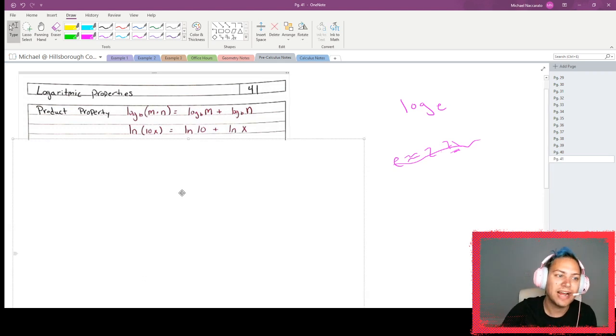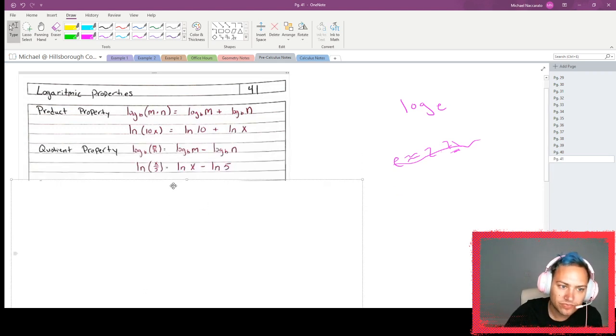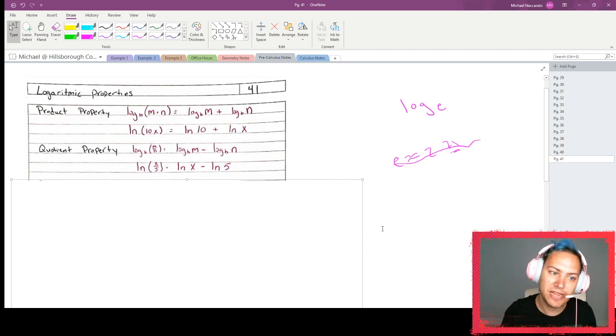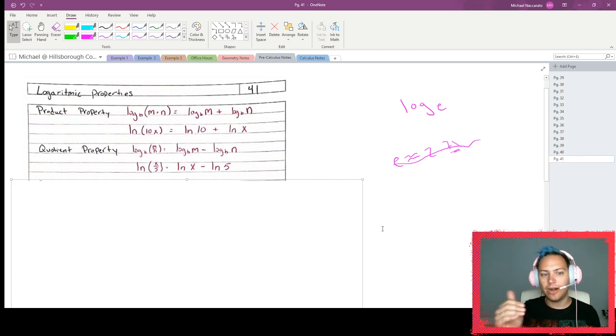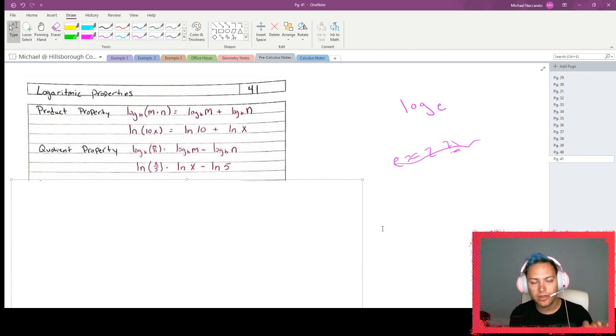The opposite of that is the quotient property, which shows that if we have log base b of m over n as a fraction, or m divided by n, you could rewrite that as a subtraction problem, log base b of m minus log base b of n. Again, similarly, log base e, or natural log, of x over 5 can be rewritten as natural log of x minus natural log of 5. So you can rewrite that as a subtraction problem as well.